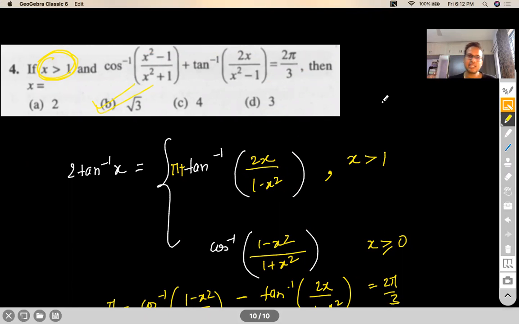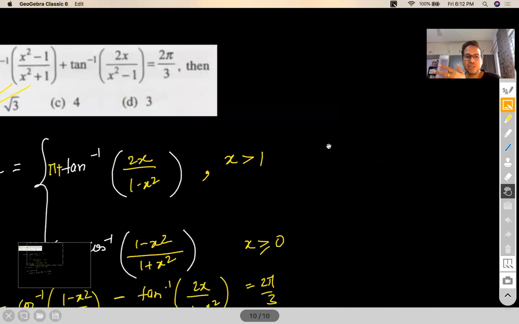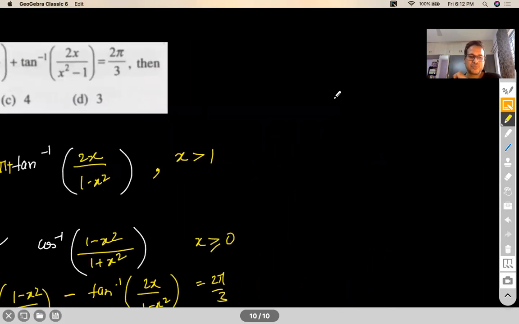Now, many people say, sir, if this was not given to us, and let's say this question was an open-ended question, find the number of solutions. How will you solve this? Because you can't take cos on both the sides or tan on both the sides because they're both different trigonometric ratios. Okay. So in that case, you will have to take intervals. How will you take intervals? Now, let me show you that also.